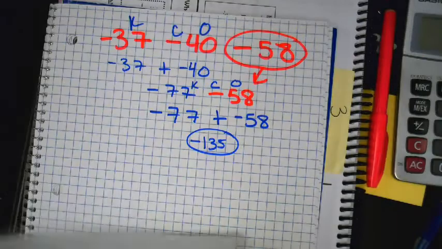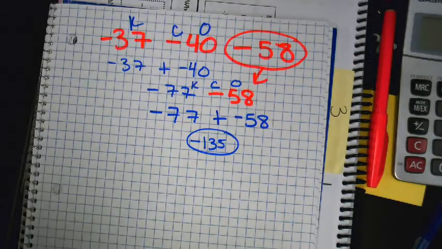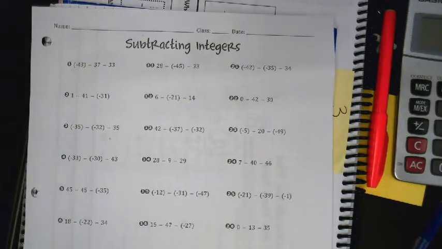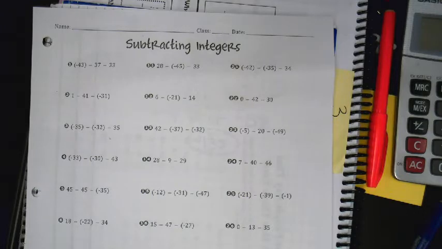All right. You're not doing all of these. I will tell you which ones you're going to do, but we're all going to do number 1 together. I only did number 1, by the way. All right. How do you rewrite the first problem? Negative 43 plus negative 37.